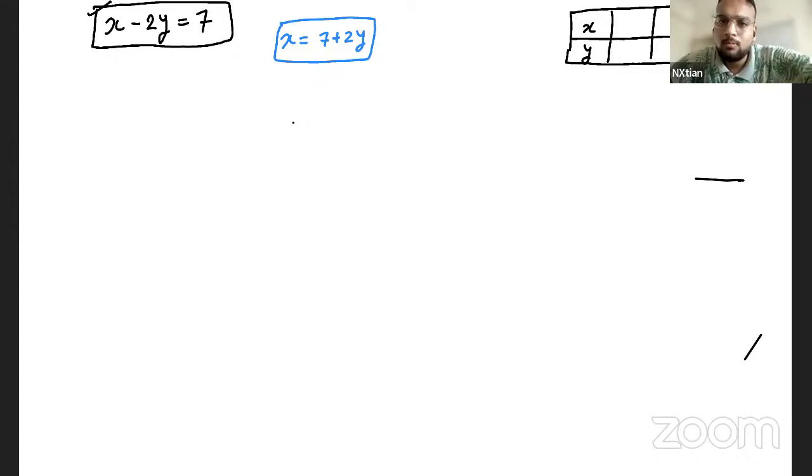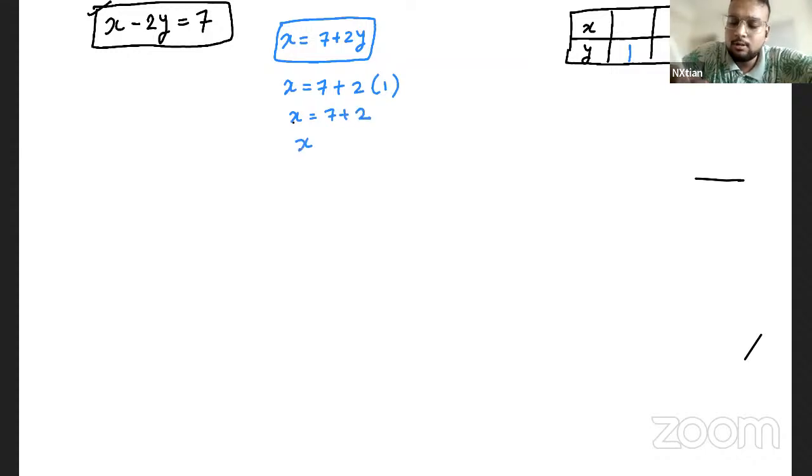Understood? So you have to add it. Like if you take y value as 0, or y value as 1, then x is equal to 7 plus 2 into 1. It's into, not addition. So x is equal to 7 plus 2 into 1, which is 2. So x is equal to 9. It's going to be like that. That's it.